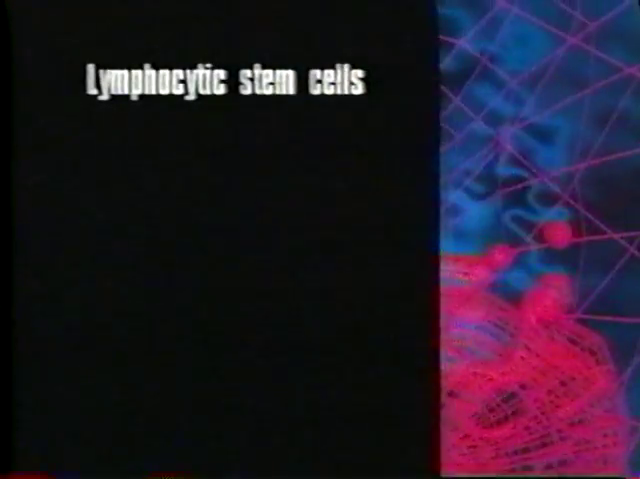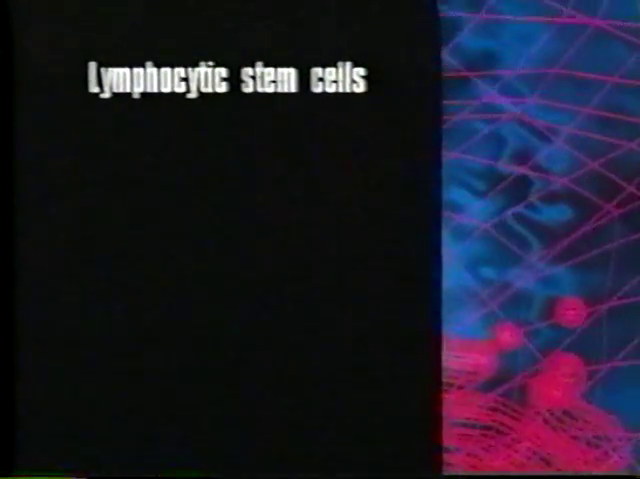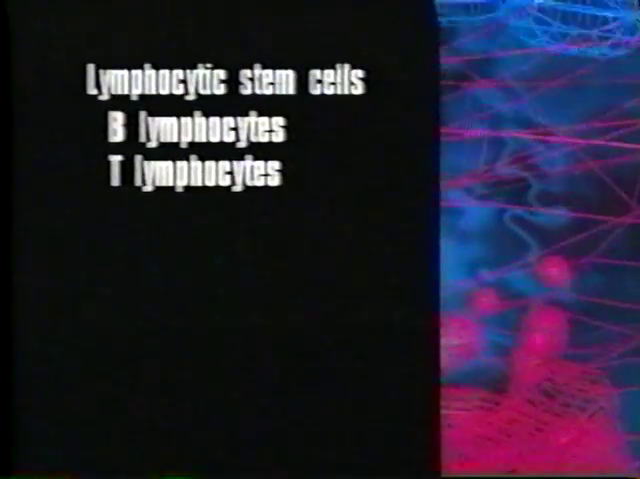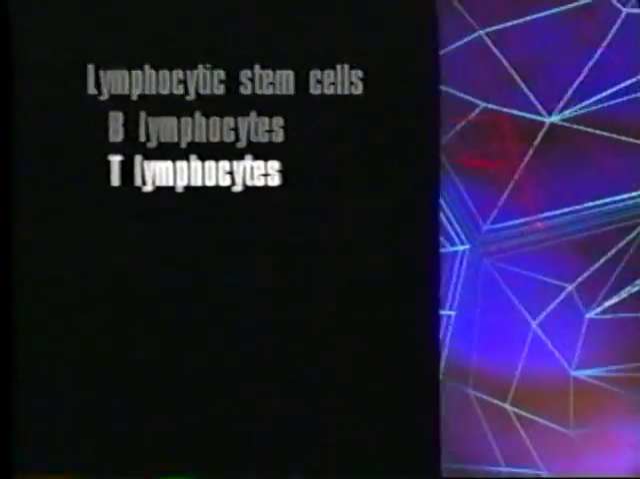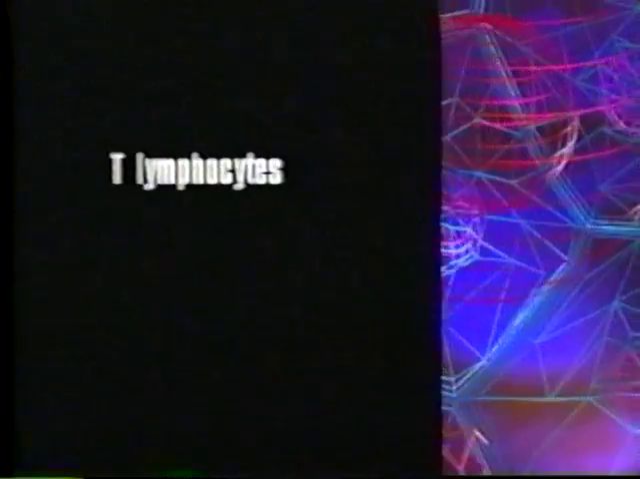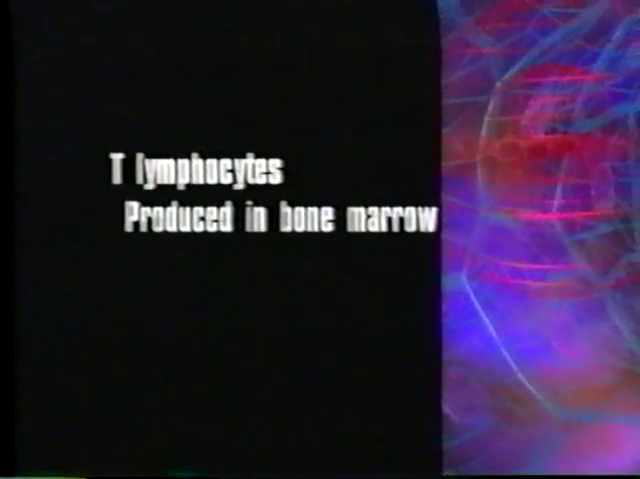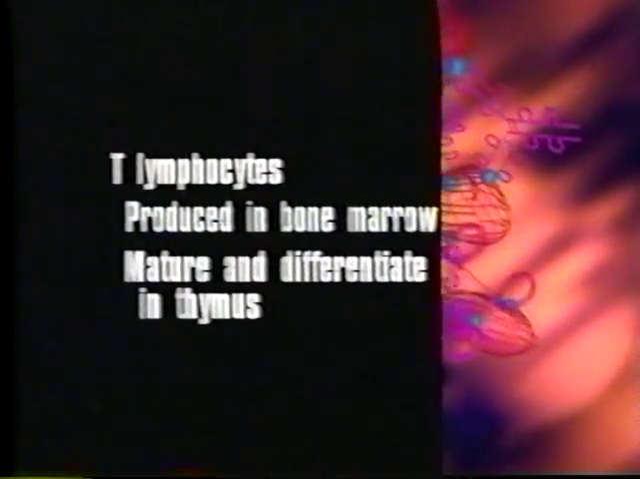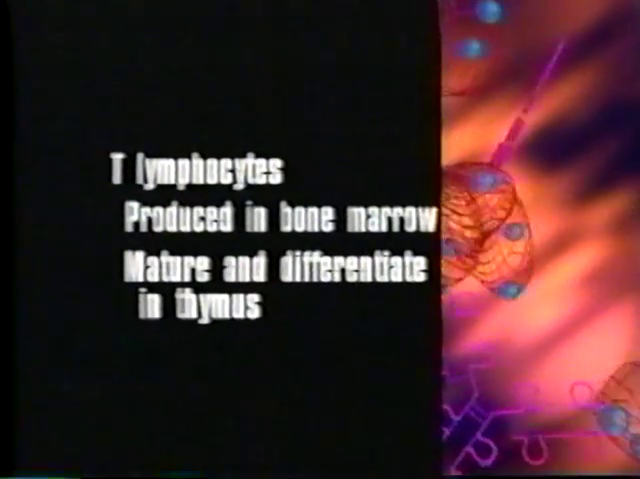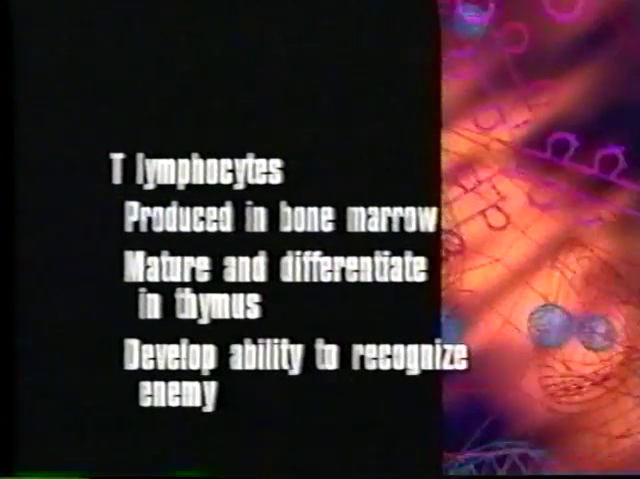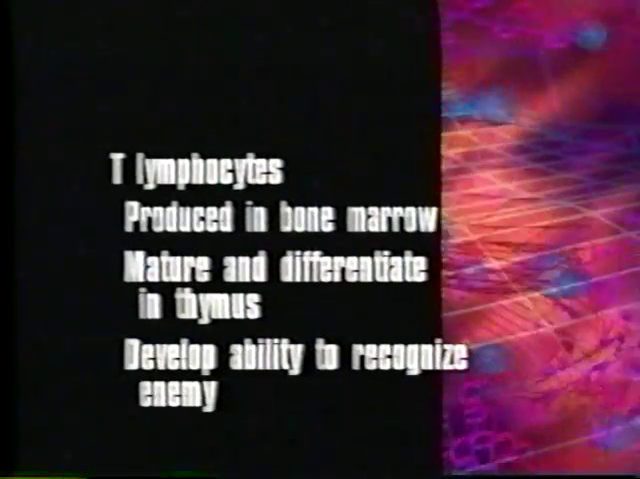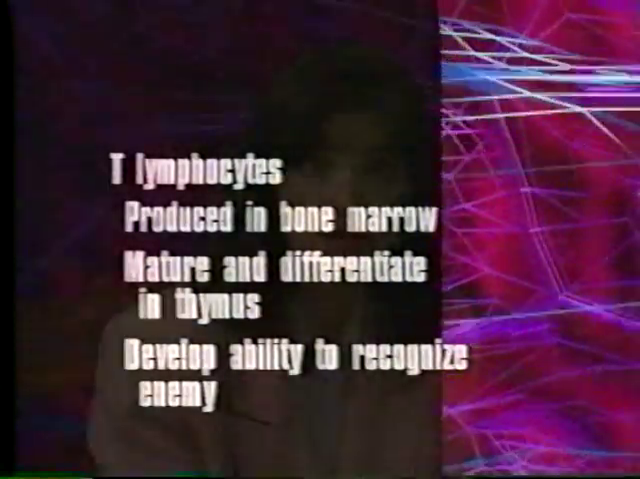These stem cells produce two distinct types of immature lymphocytes, B and T lymphocytes. T lymphocytes, or T cells, are the main players in the cell-mediated response. Although stem cells are produced in the bone marrow, T cells must mature and differentiate in the thymus. In the thymus, T cells develop their ability to recognize the enemy, an antigen.